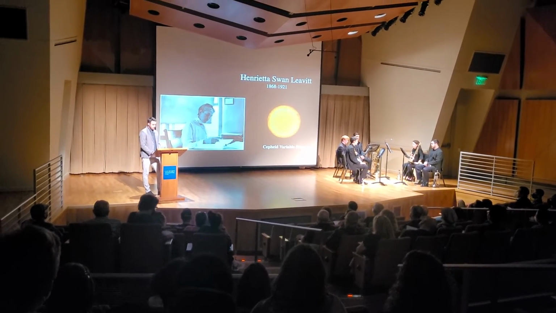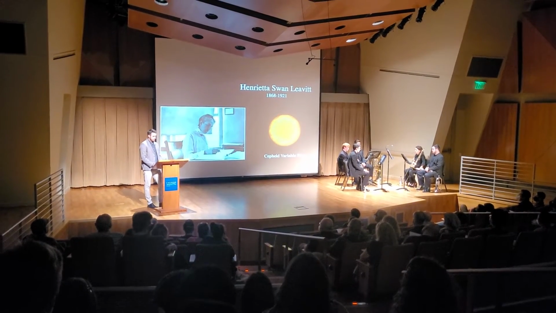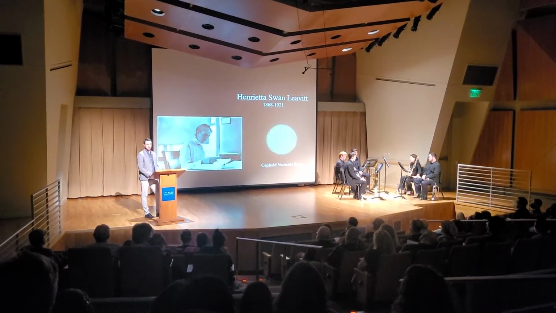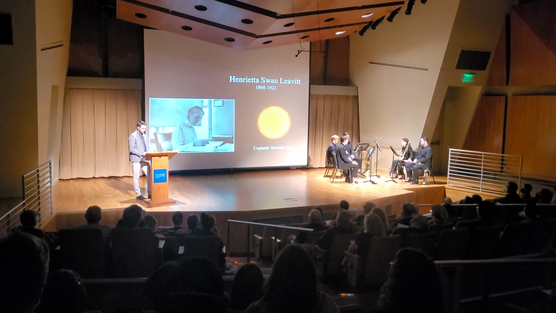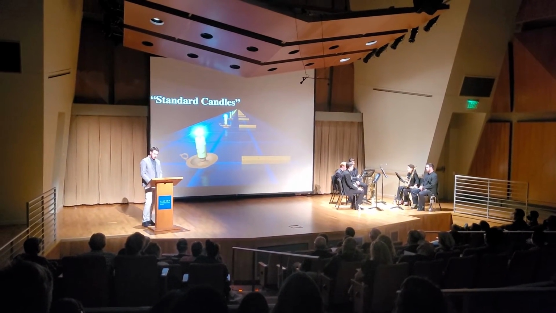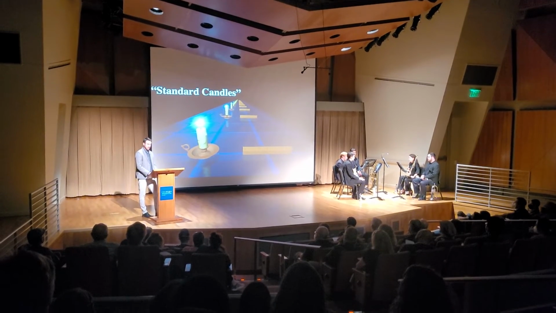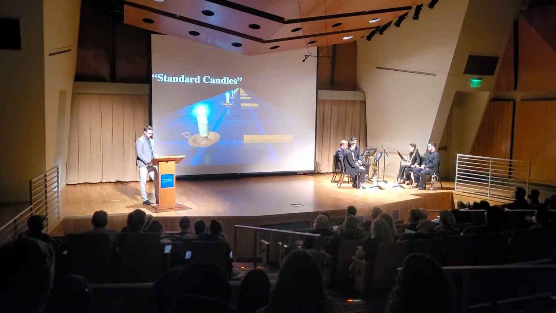Swan-Leavitt, where they provided us an entirely new method for measuring distances for stars as far as hundreds of millions of light years from Earth. So these Cepheid variables are something we now call standard candle stars. These are stars with known brightnesses that have distances that can be precisely calculated.